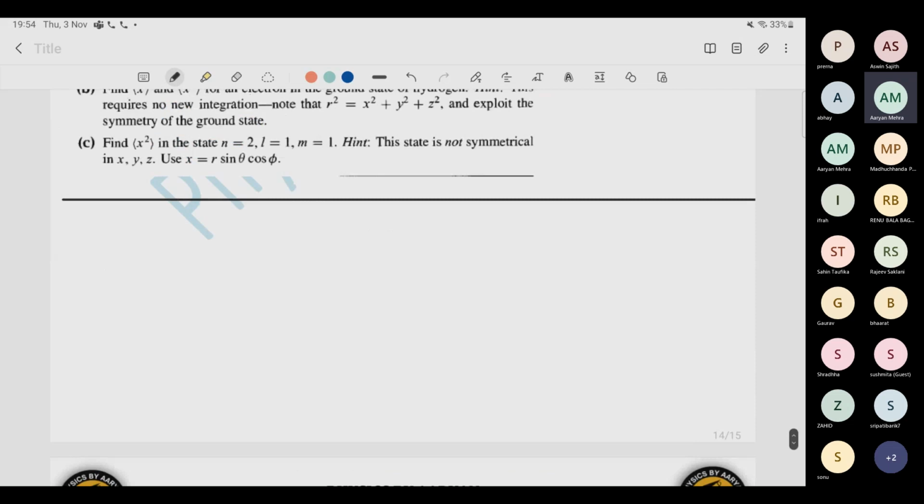Tomorrow we will move to angular momentum, how we can represent it in matrix form, and how the different problems from angular momentum come into play. So that we will do tomorrow.